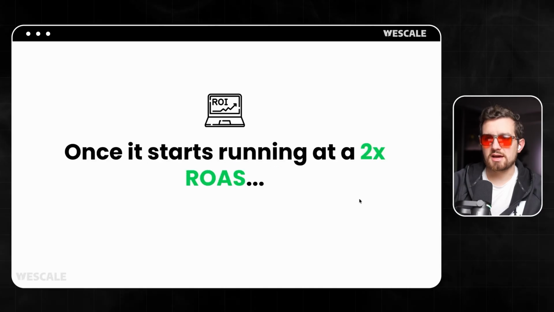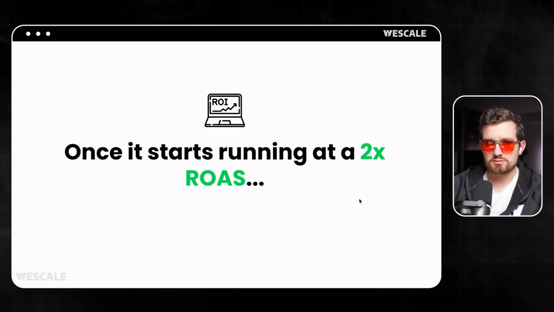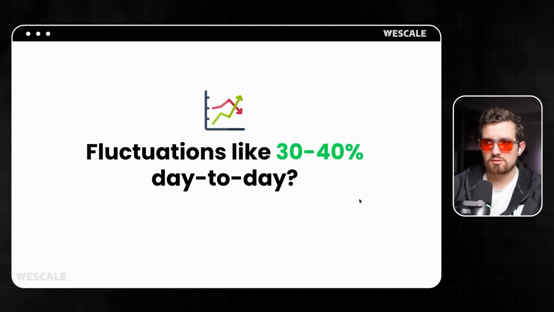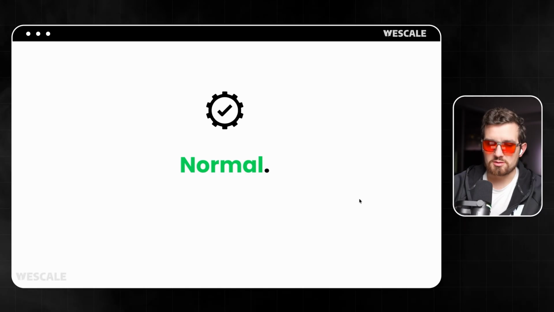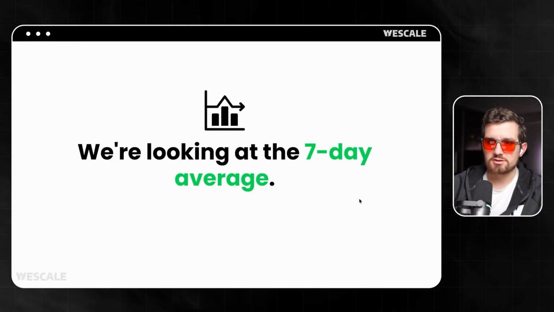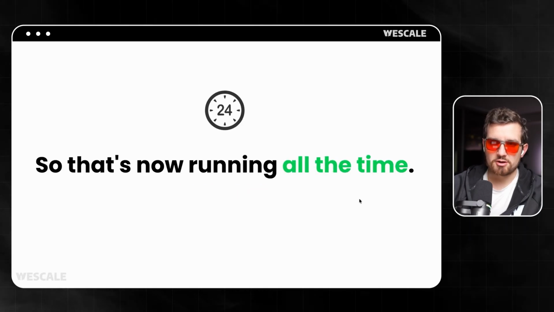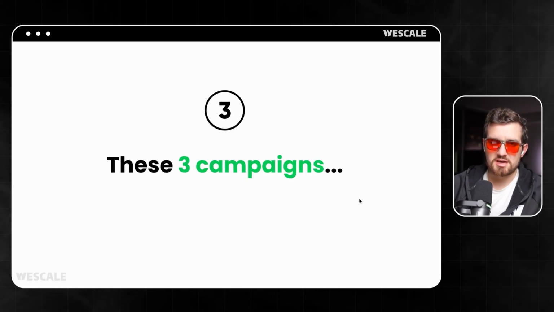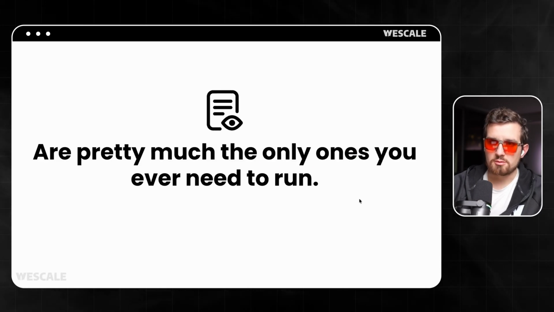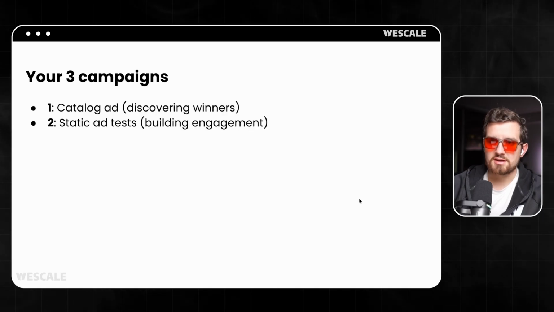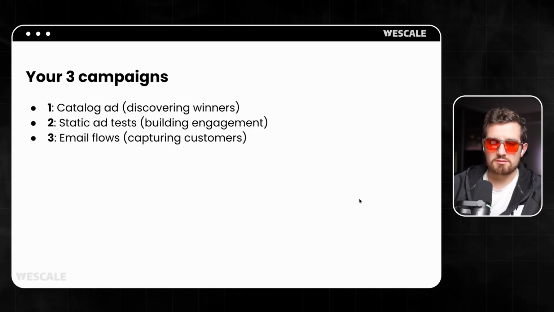So to recap our spend, our catalog ad, once it starts running at a 2x ROAS, we have now left it running. And keep in mind that fluctuations like 30 to 40% day to day are completely normal in terms of your cost per click, number of purchases. We're looking at the 7-day average. So that's now running all the time. And the static ads that we just launched have a $12.50 a day budget as well. So these 3 campaigns, and the mockup test is now turned off, are pretty much the only ones you need to run. You have 3 campaigns: catalog ad, static ad, and then your email flows.